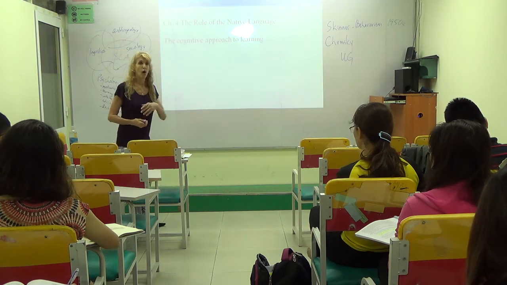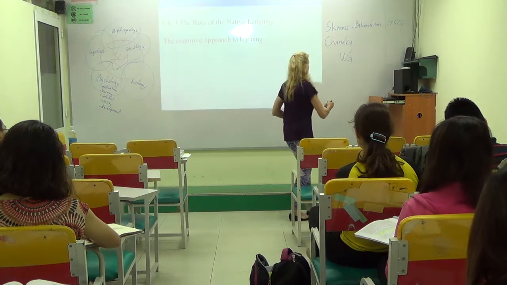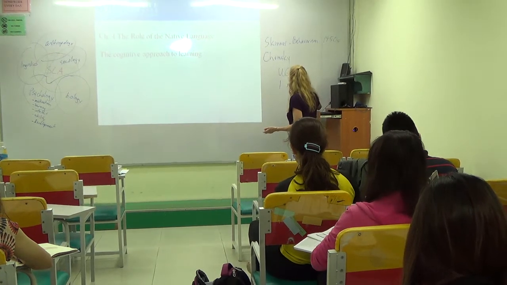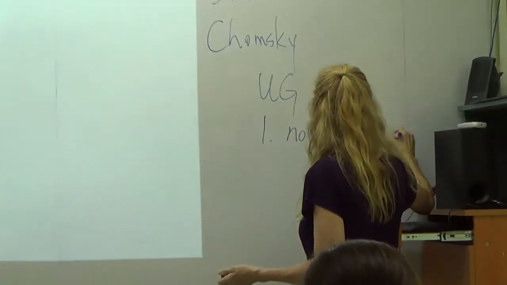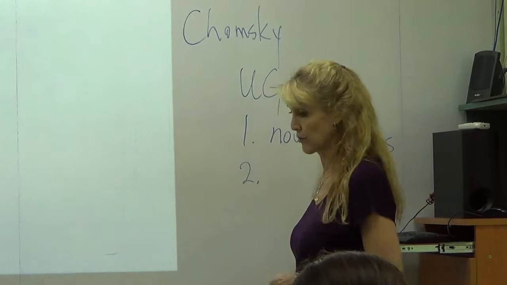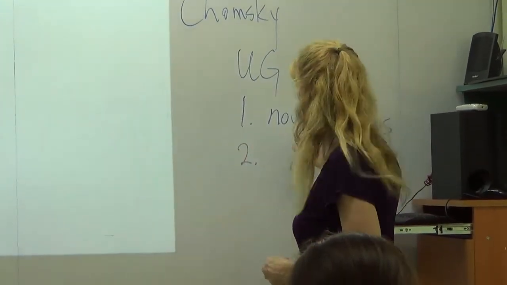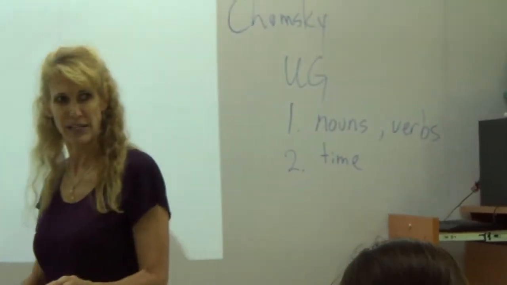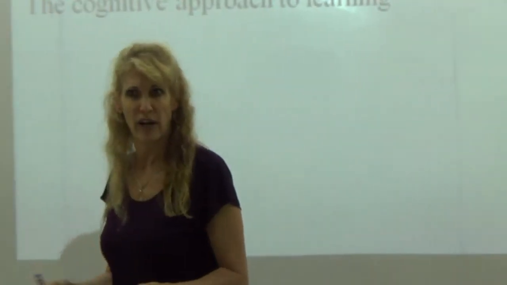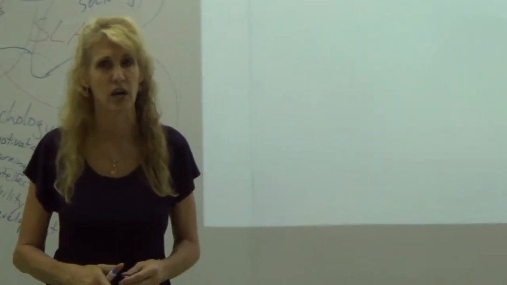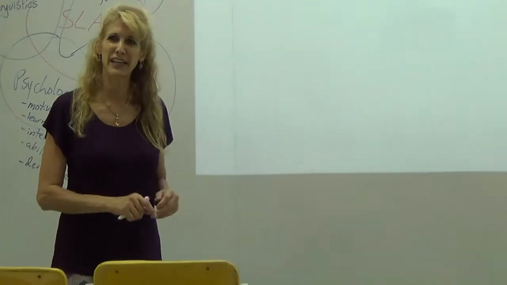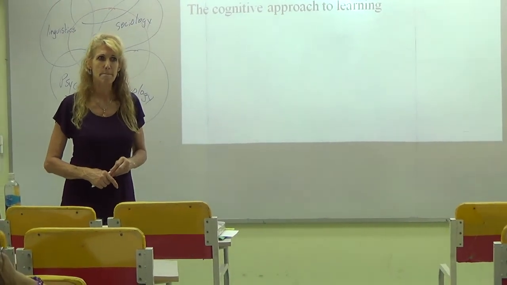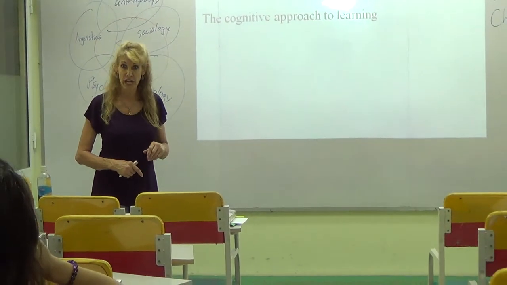So for example, all languages have nouns and verbs. All languages have a concept of time. They can talk about past, present, future, somehow, right? They have some device to talk about time. Can you think of other things that might be universal to all languages? Gender? Okay.